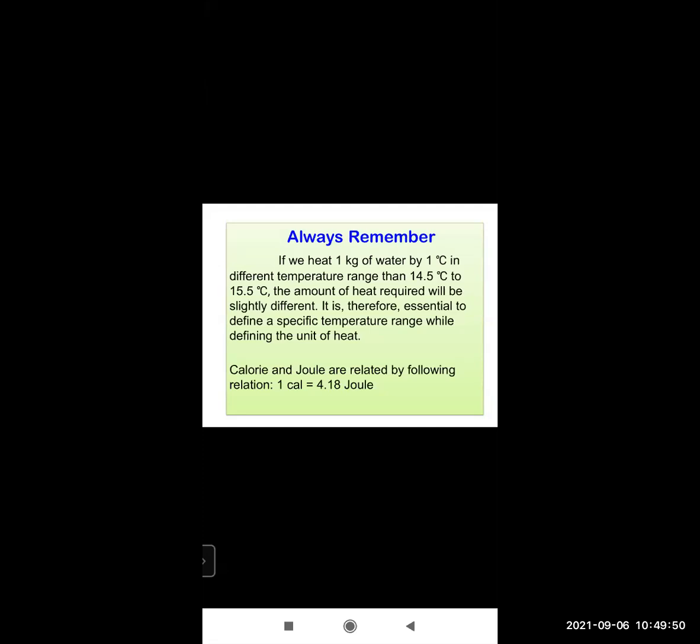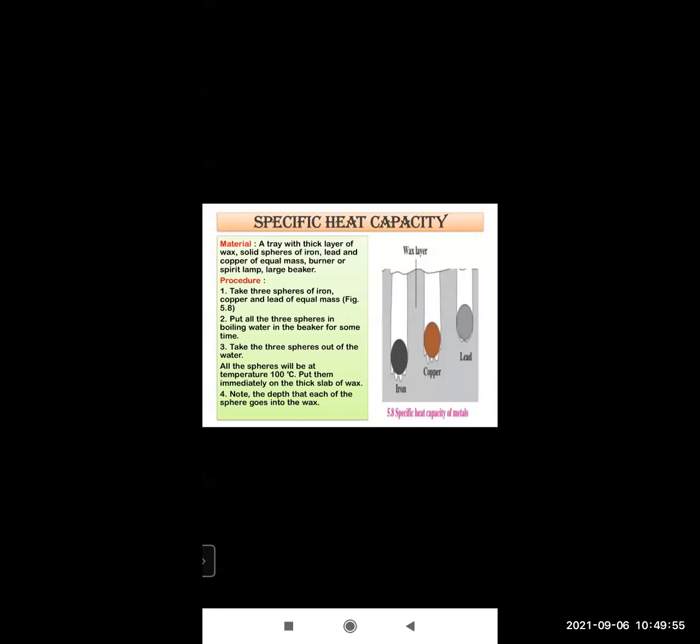So here we have completed our first point, unit of heat. Now one more point is very important, which is on page number 68. The activity and the explanation are very important from the exam point of view. First we'll go through the activity, that is, the next heading, specific heat capacity.